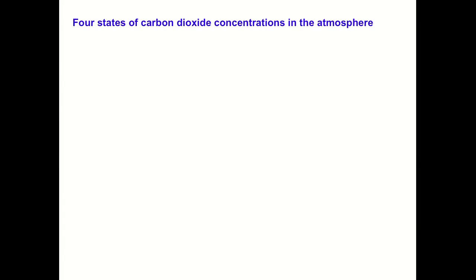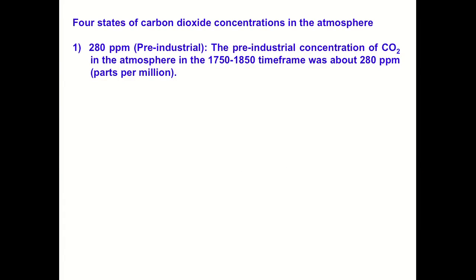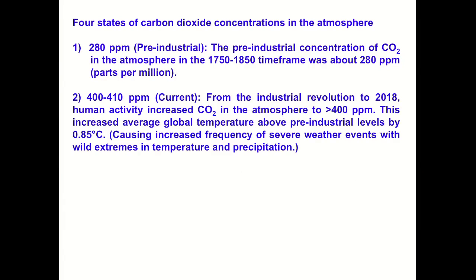And when we discuss the impacts of carbon dioxide concentrations in the atmosphere, there are sort of 4 states that people refer to in a lot of these AR reports. For example, we always refer to the pre-industrial levels, about 280 parts per million. So that's a number you should remember. Then there's current, 400 to 410 parts per million. And that's mainly due to human activity.